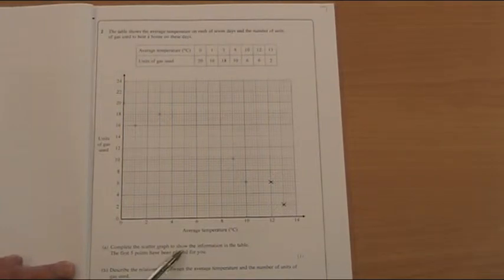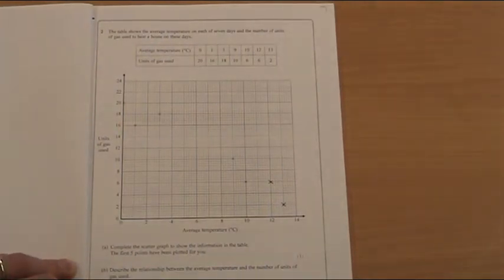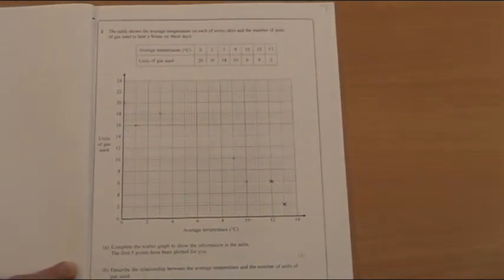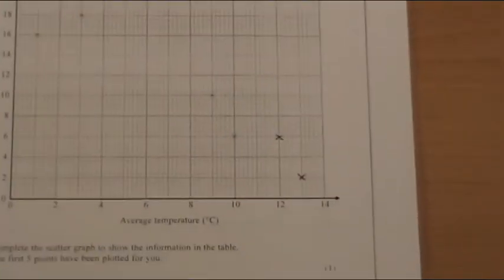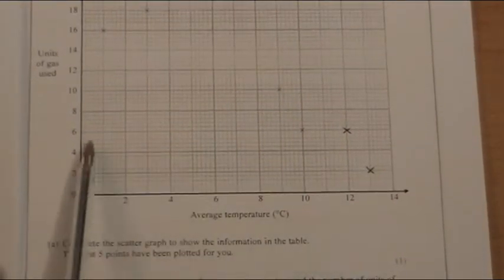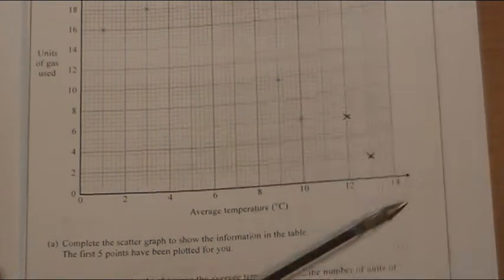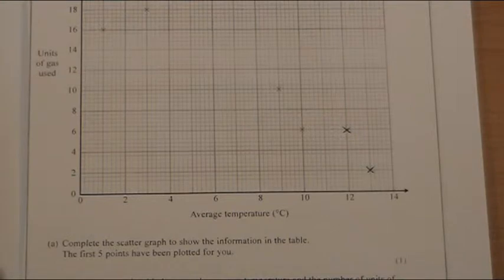And it's simply asking you to take these two values, 12.6 and 13.2, and pop them on. So let me just zoom into the graph a little bit better. So 12.6, so that is clearly there, and 13.2 is there. So that's the easiest 1 mark you're going to get on the paper.